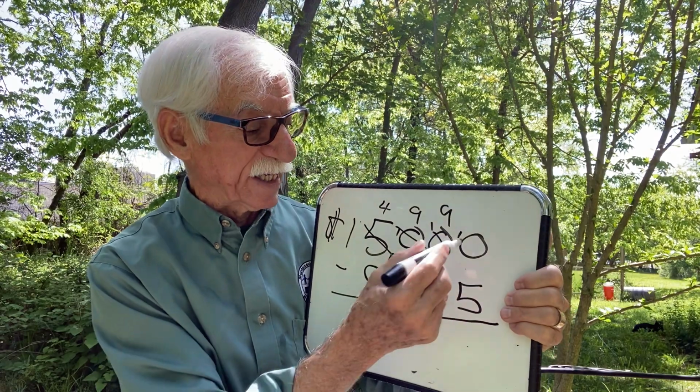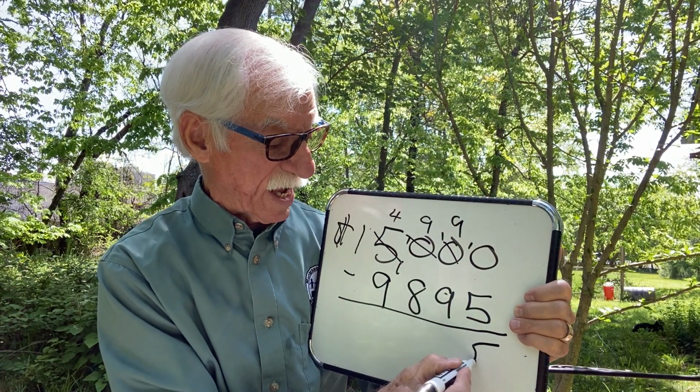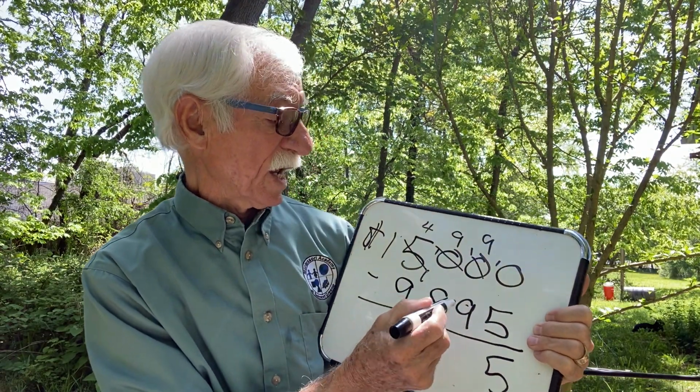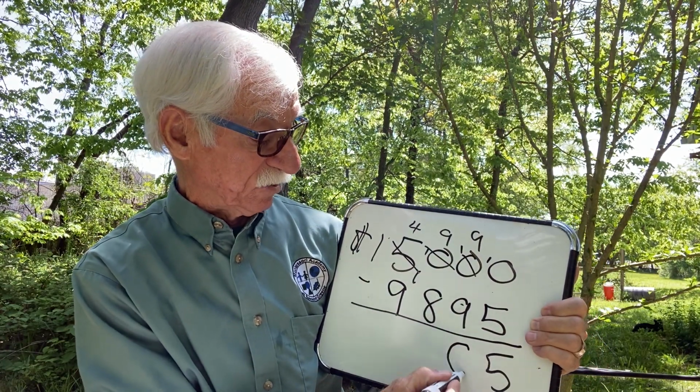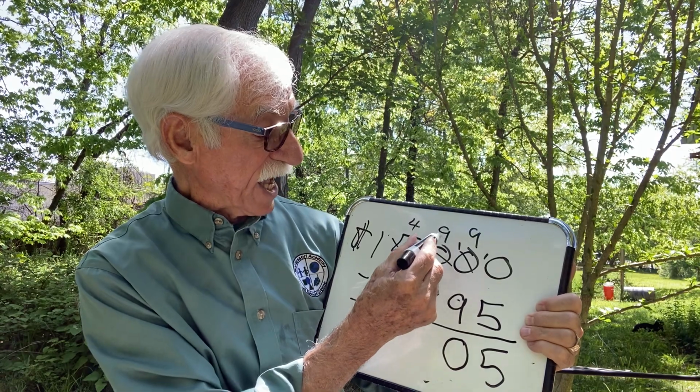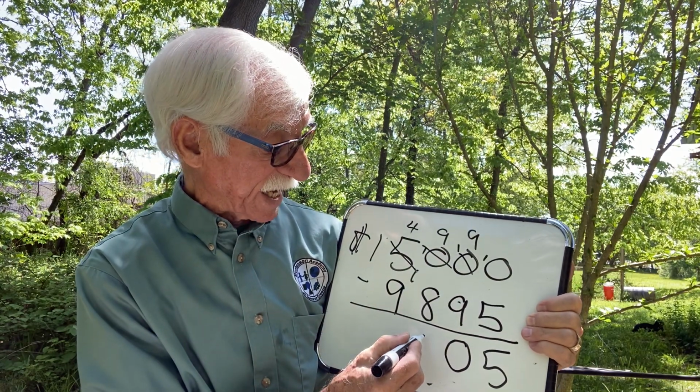And now I've got 10 units, take away 5 units. I can do that. That's 5 units. And I've got 9 tens, take away 9 tens, that's 0 tens. And I've got 9 hundreds, take away 8 hundreds, that's 100.